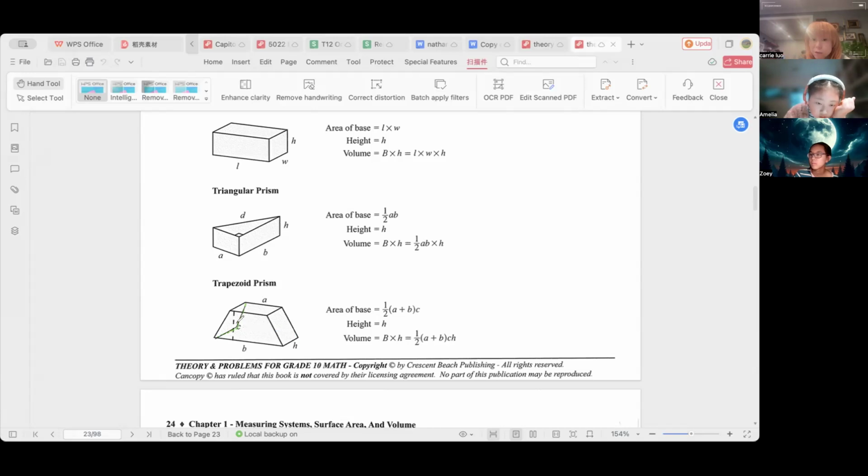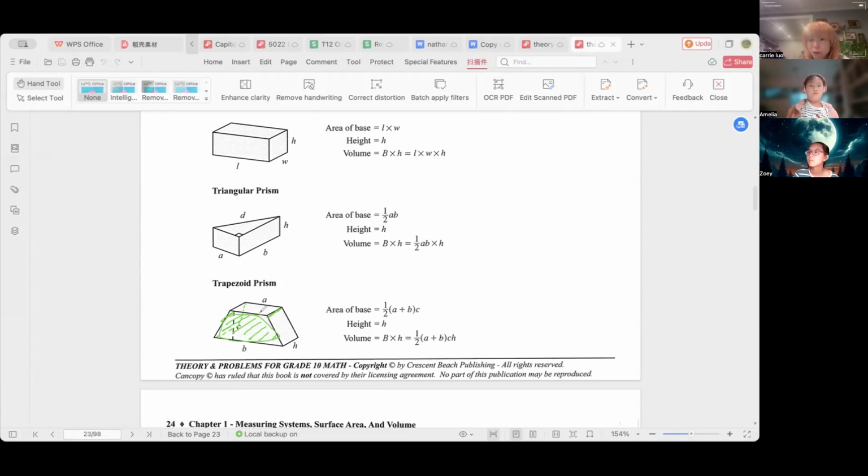Okay, this is actually what? The front and the back, they're the same. Did you notice that, Zoe and Amelia? The front and the back, they're exactly the same. This one and this one. So now we just calculate the area of this one and times height.